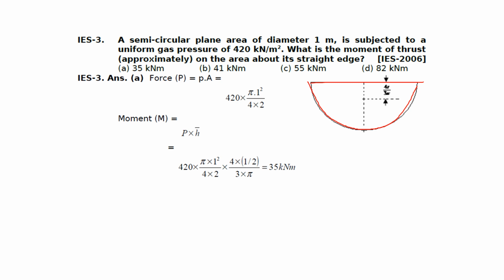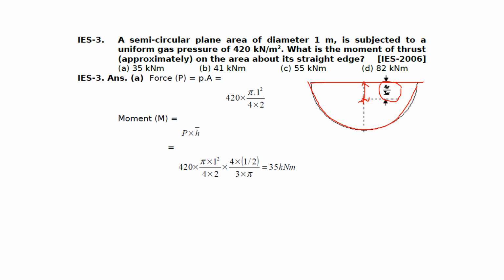The centroid is from here, so it is 4r by 3 pi. So we have this gap, and we have to remember this. If you know, it's fine. If you don't know, please remember this: 4r by 3 pi.